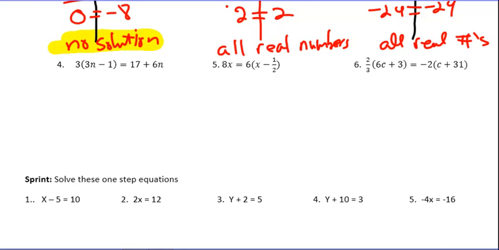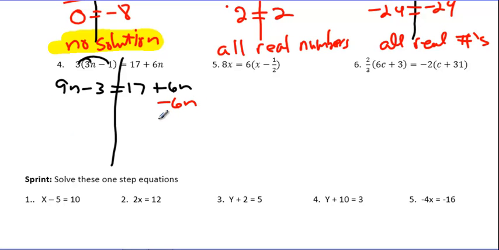Alright, 3 more to go. Take a look at example 4 here. I'm going to distribute. I end up with 9n minus 3 equals 17 plus 6n. I have variables on both sides. I'm going to move the smaller to larger. Obviously, 6 is smaller than 9.